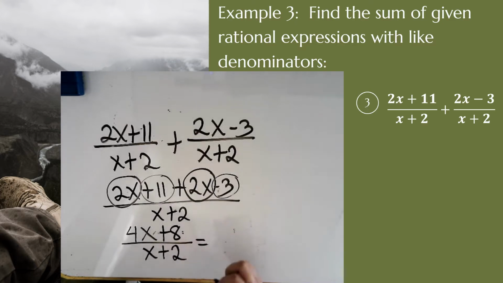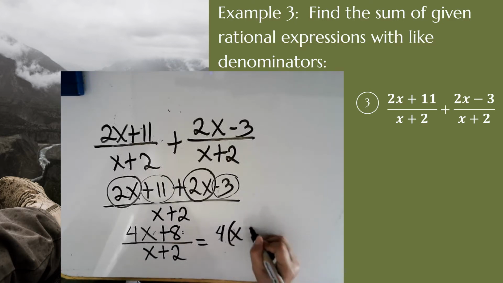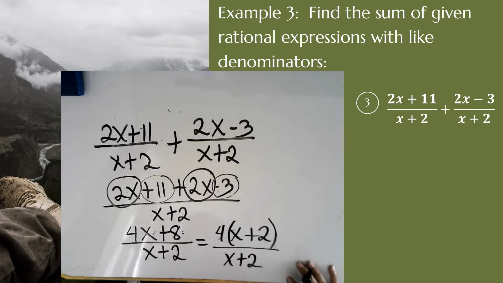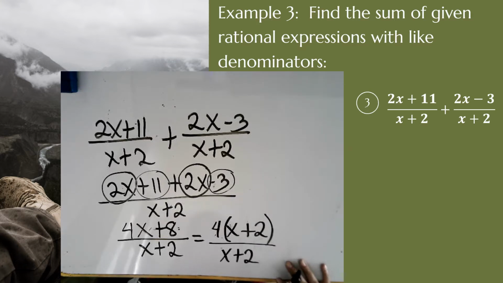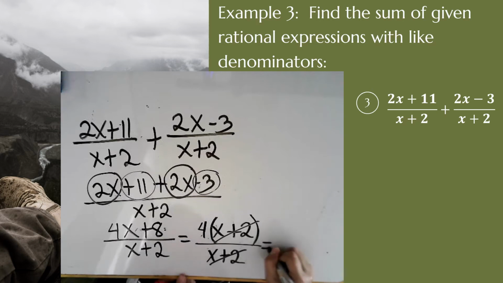So let's factor it. What is the common factor between these two terms? It is 4. We can factor out 4. So factoring out 4, 4x divided by 4 is equal to x, plus 8 divided by 4 is equal to 2. There. And then again, copy the denominator x plus 2. And you can now see that we can cancel x plus 2. Therefore, the answer here is positive 4.